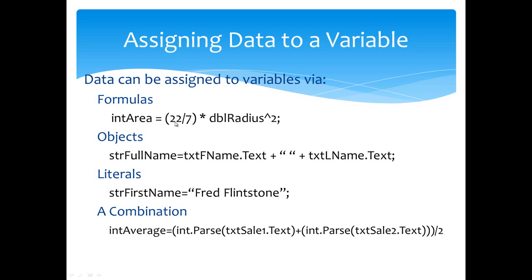So in this case, we're taking 22 divided by 7 times double radius squared. So this is really pi times the radius squared is what it's doing. And whatever the radius is, it's going to move that into an integer over here. So in this case, I can only have on the left-hand side of the equal sign a single entity. It could be an integer variable like it is here, or it could be something like putting it directly into a text box. If that's the case, it would be textbox.text equals. But it's always going to be a single entity on the left-hand side.